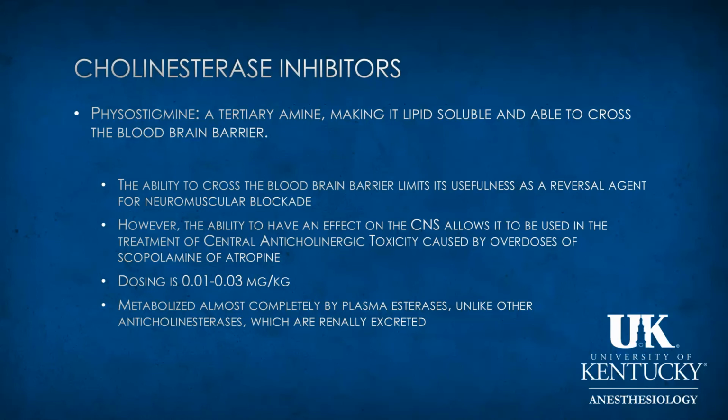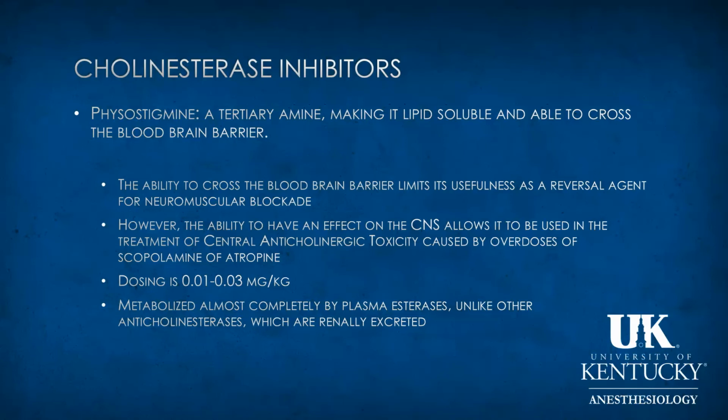Physostigmine. It's a tertiary amine, making it lipid soluble and able to cross the blood-brain barrier. The ability to cross the blood-brain barrier limits its usefulness as a reversal agent for neuromuscular blockade. However, the ability to have an effect on the central nervous system allows it to be used in the treatment of central anticholinergic toxicity caused by overdoses of scopolamine or atropine.